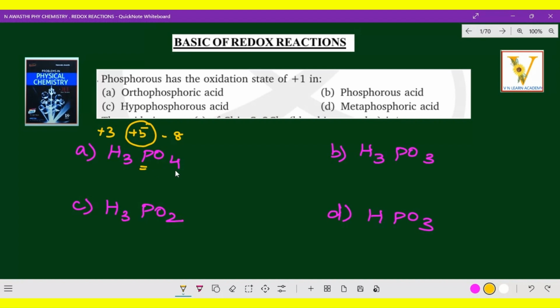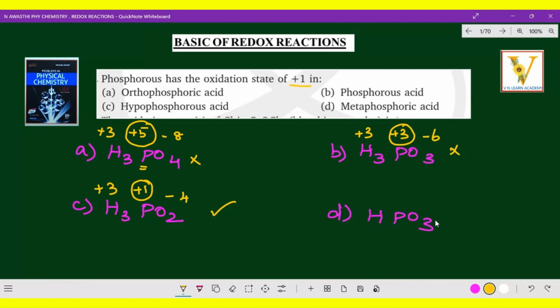So this will not be the correct option, they are asking about +1. The same way, for H3PO3, oxygen is -6 and hydrogen is +3, so phosphorus is +3 only. This also will not be the correct option. And the same way, for H3PO2, oxygen is -4 and hydrogen is +3, so phosphorus is +1 oxidation state. They are asking about +1, so this is exactly the correct one.